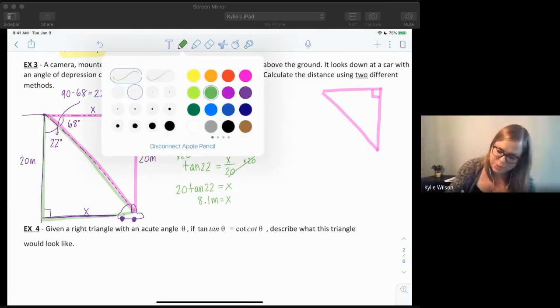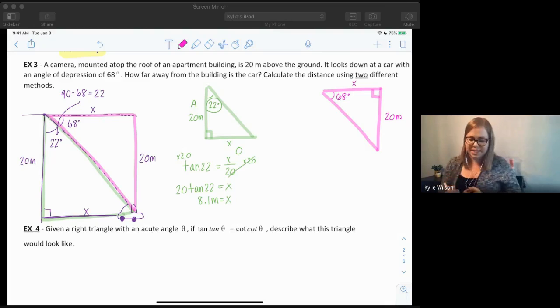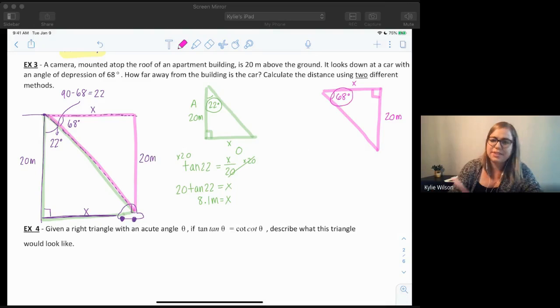Let's try the same question using the pink triangle. So the pink triangle has 68 there, 20 meters here, and x. So the first thing I take note of is that it is a right angle triangle, so I can use SOHCAHTOA. Then I circle my angle, label my hypotenuse right across. I guess I don't need to label my hypotenuse because there's nothing on it, but you can if you want. The side touching it is my adjacent, and the side directly across from it is my opposite. And now I have O and A, which means I'm going to use tan again.